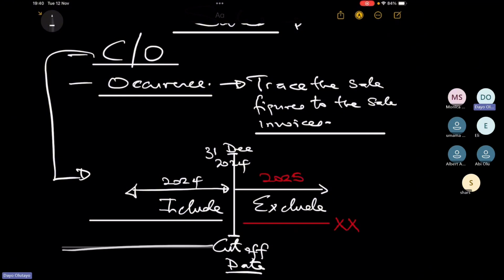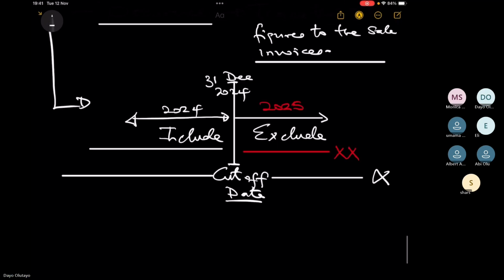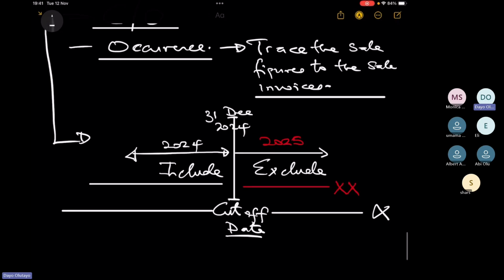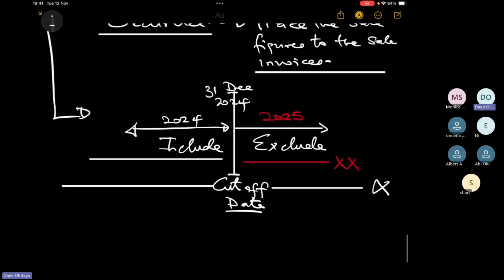Transactions before stay in the financial statement. Transactions after should not be in our financial statement. So, how do we know that sales occurred before the cutoff date? The focus is on a document called the delivery note, because sales is only recognized when the obligations have been settled, if you remember your IFRS 15.